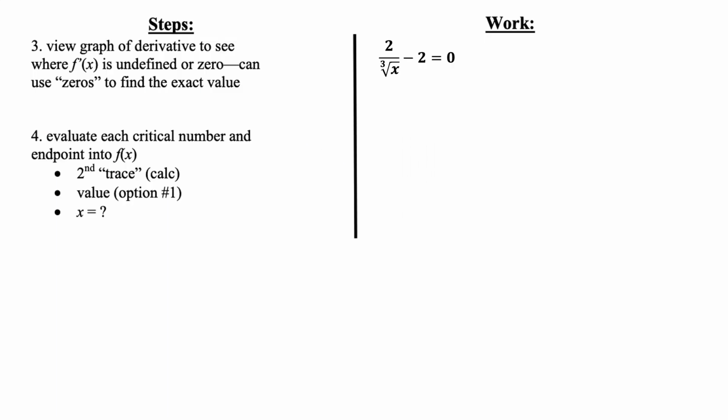Okay, now finding our zeros for our derivative. So I'm going to work with the 2 over the cube root of x minus 2, and we need to solve this for x. So first things first, I see x in the denominator of my derivative function, so that indicates that my graph has a vertical asymptote, which we saw previously, and 0 is a critical number.